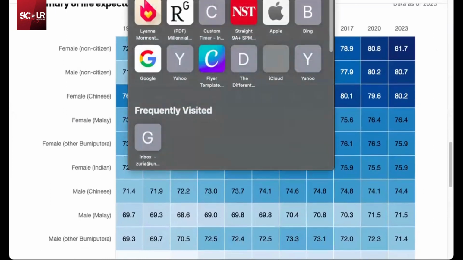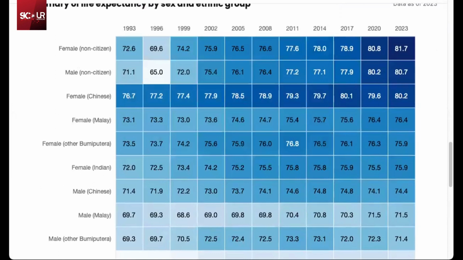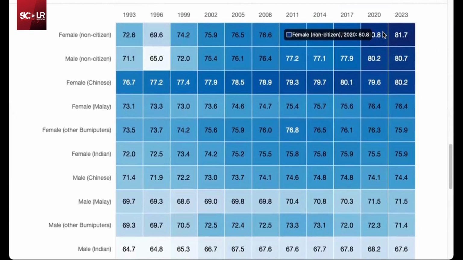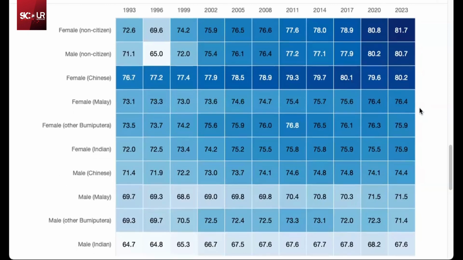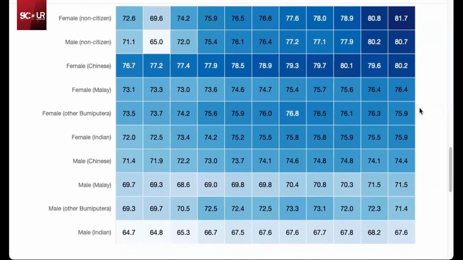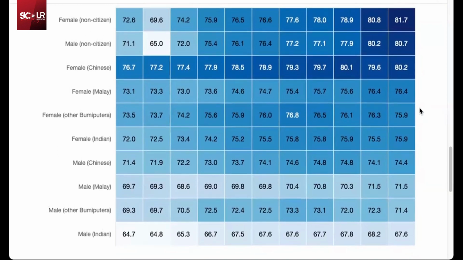Let me share this one with you for general knowledge. They have about a 3 years difference. You can see here, female non-citizen is 81, male is 80, female Chinese is 80, female Malay is 4 years younger, 76. And then the rest. So you can see this one is female and male.